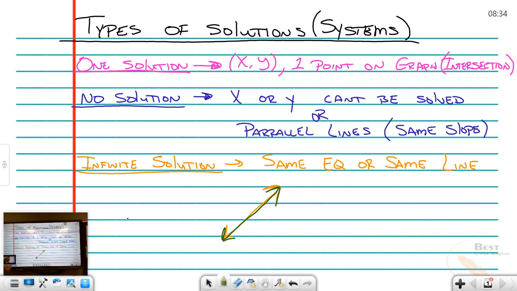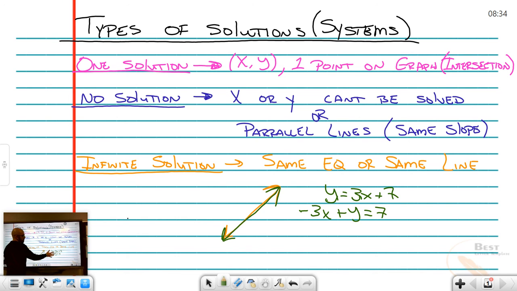So for the same equation, the same line, you might be thinking you're not going to get a system that looks like this: y equals 3x plus 7 and y equals 3x plus 7. It may look like this: y equals 3x plus 7 and, I don't know, negative 3x plus y equals 7. That might be your system.